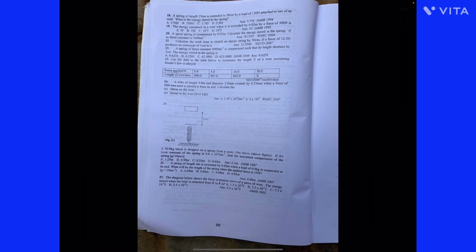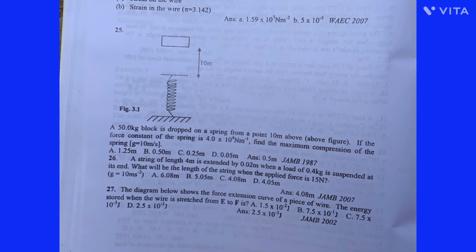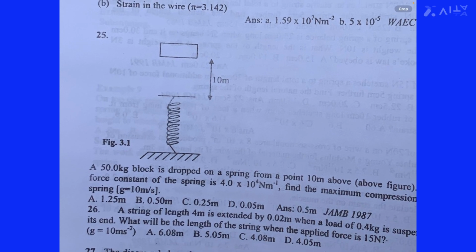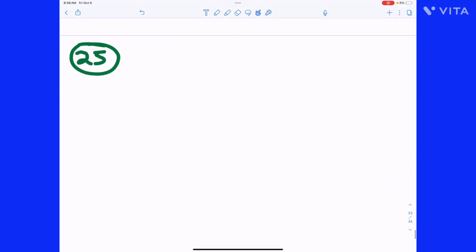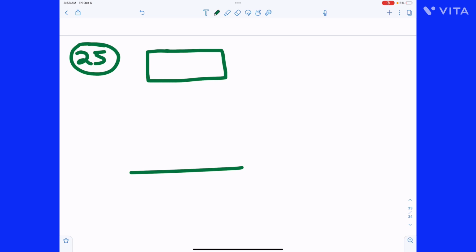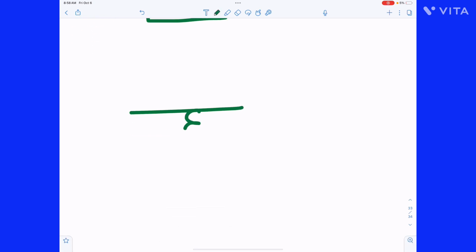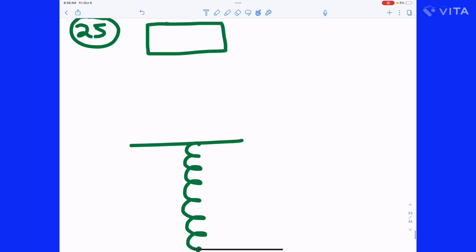Okay, 25 now. We're getting close. Question 25 says a 50.0 kilogram block is dropped on a spring from a point 10 meters above. Okay, I think a diagram will help us here. This is the block. It is dropped on a spring from a point 10 meters above. Let's draw the spring here. So this point is actually 10 meters from up here.